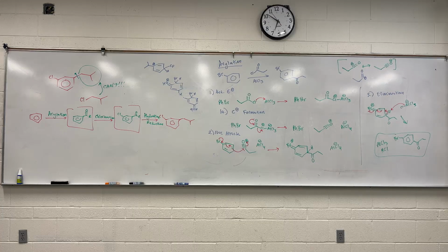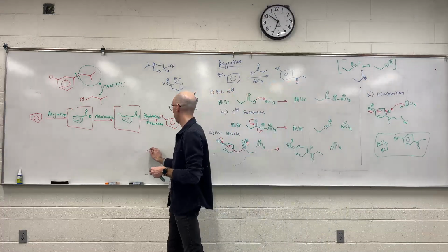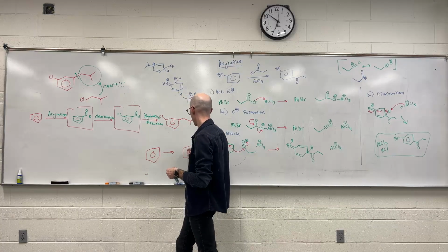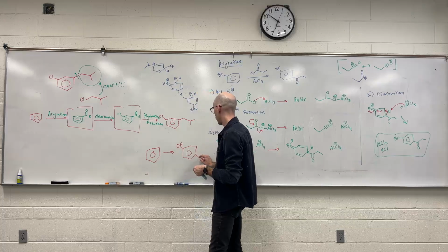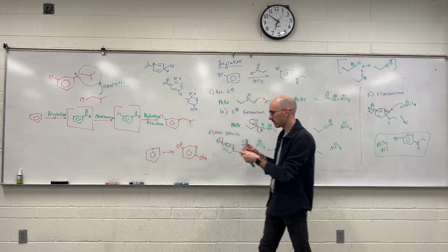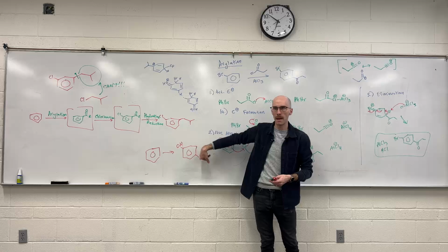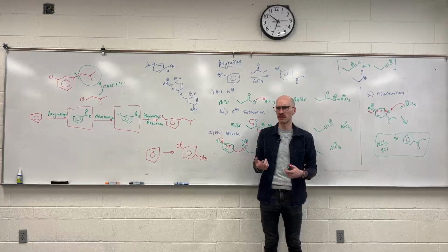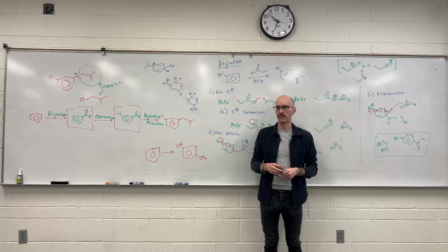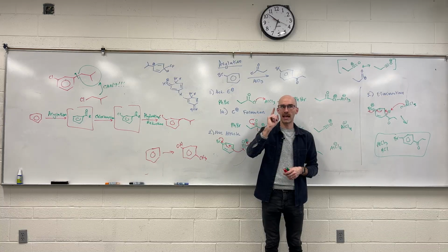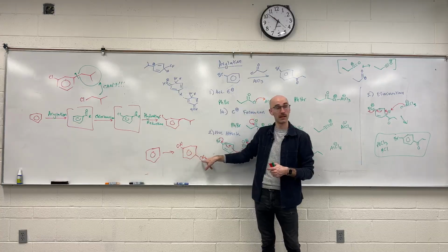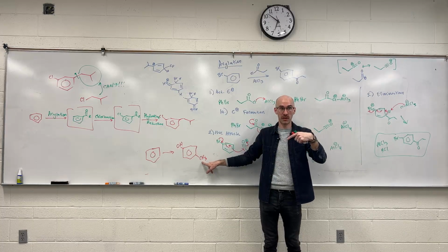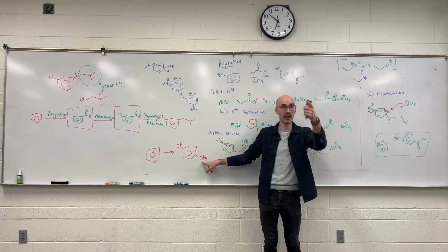Oh, I want to point out one other thing. What if I wanted to go from benzene to something like this? I've got para-methylphenol. How do I put OH onto a ring? Alkylation does not put OH. Alkylation will do this. Sulfonation is different. Nitration is different. How do I put OH?